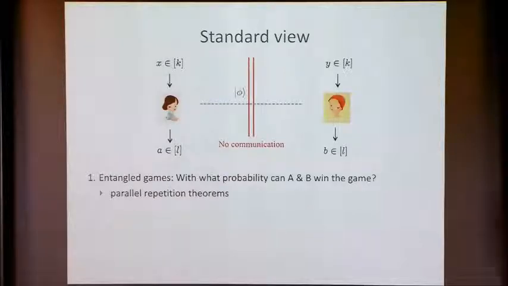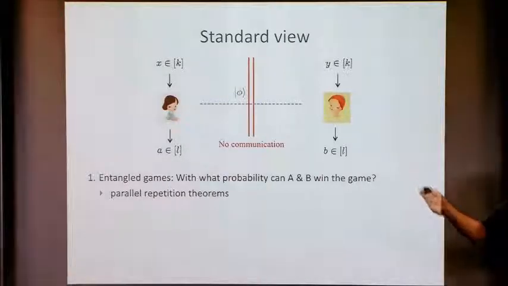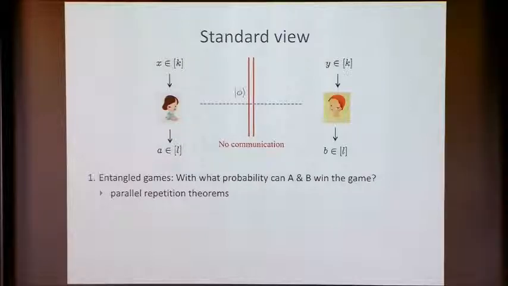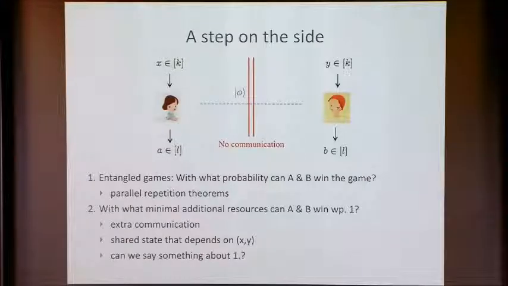So the standard view is that we look at these games and we want to know the maximum probability that they win. But right now, let's do a little step on the side. Instead of being interested in the probability that Alice and Bob can win the game, we'll be interested in the minimum amount of additional resources that we give to Alice and Bob, such that they can win the game with probability 1. That's a very general statement. So what kind of extra resources? Extra on top of this shared entangled state.